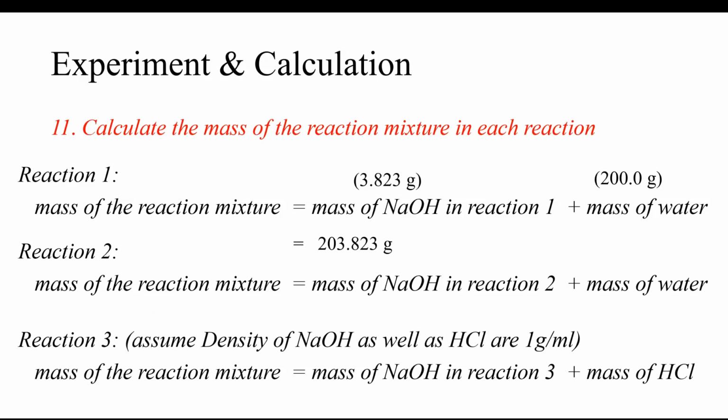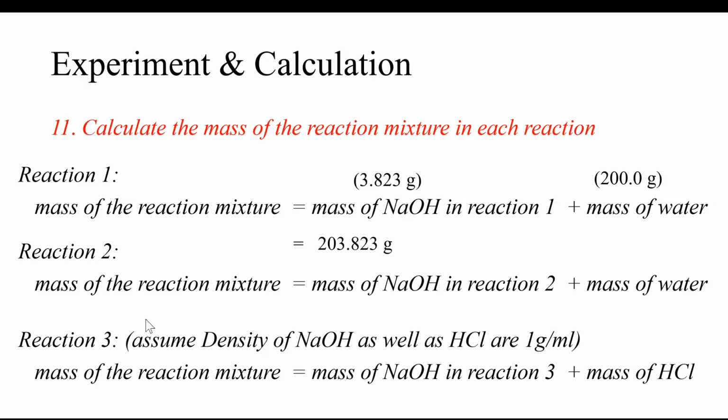Now reaction 3 is different because you're dealing with liquids. They're both in aqueous solution, in aqueous form. We assume that the density of the sodium hydroxide solution and the density of the hydrochloric acid solution are about 1 gram per ml.